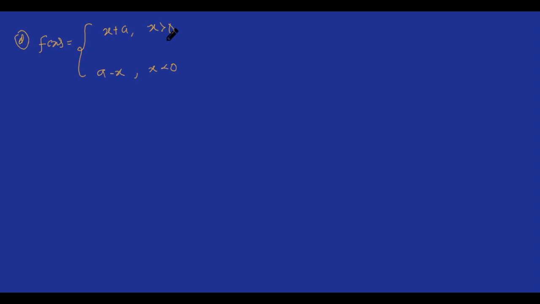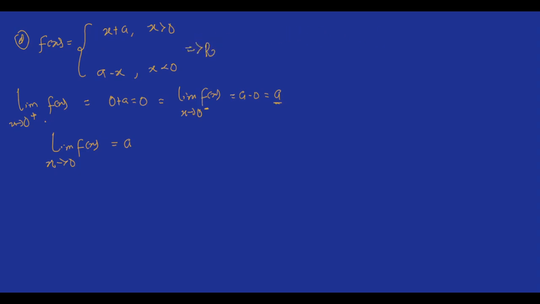But when we try to find the right-handed limit, that is the limit of f(x) as x tends towards 0 from the right, that gives us 0 plus a, which is equal to a. This is the same value as the limit of f(x) as x tends towards 0 from the left, which is a minus 0, equal to a. So the limit of the function as x tends towards 0 exists and is equal to a, but the function is not defined at that point. So we say there's a hole in the function, and hence f(x) has a removable discontinuity.